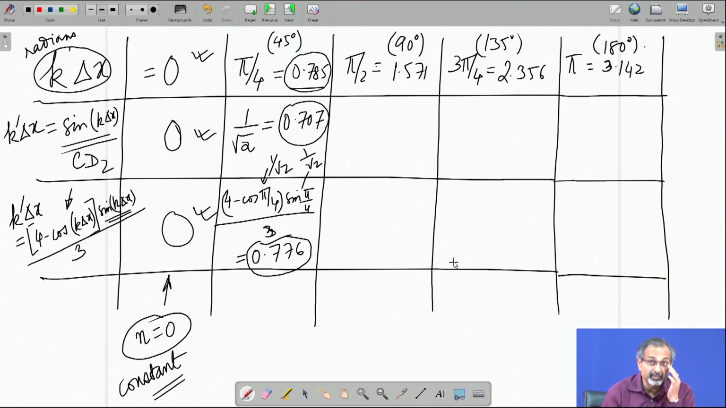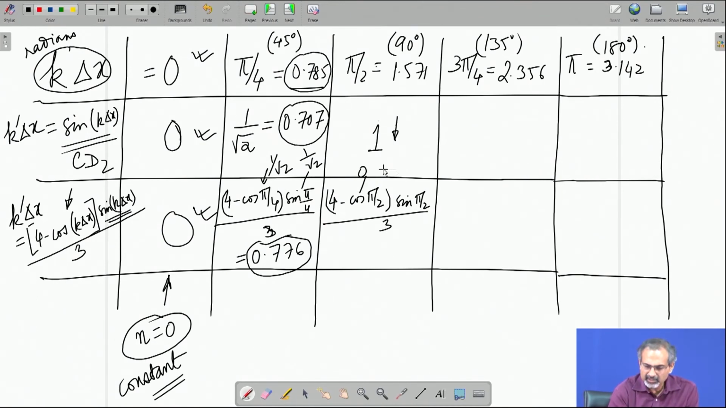Now, let us look at pi by 2. At pi by 2, CD2 will give you a value of 1, which is already quite low compared to 1.57. Now, as far as CD4 is concerned, you will get a 0 here, you will get a 1 here, and then the final value will be 1.33 approximately, which is falling short of 1.57, but still better than what CD2 is giving you.